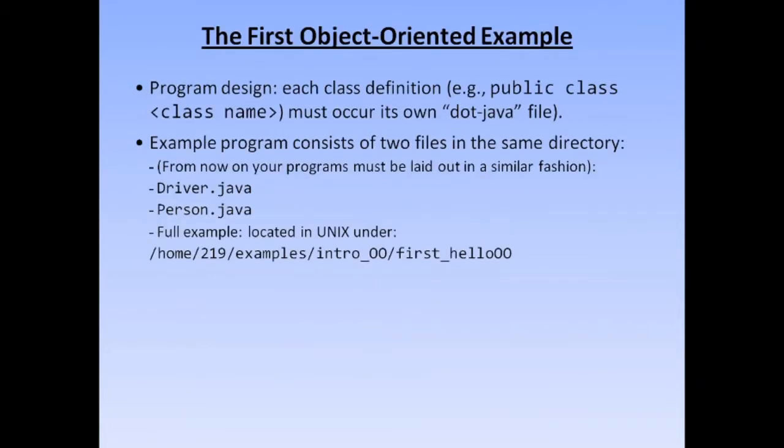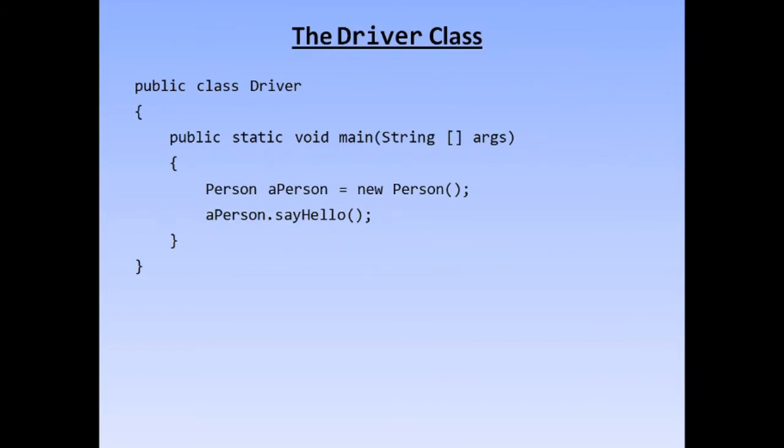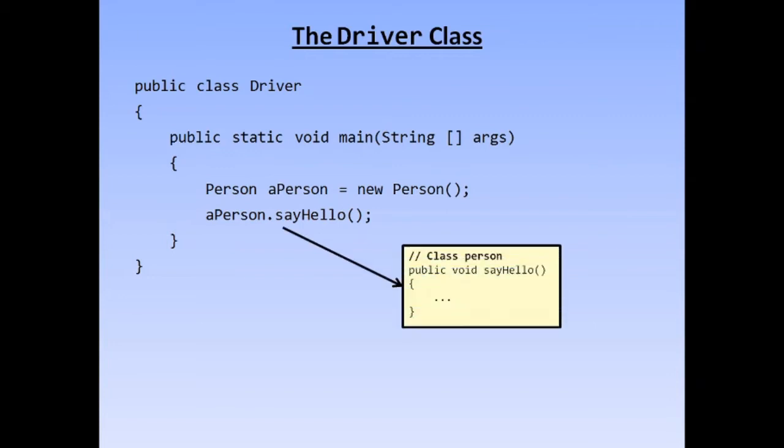Now in case of program design, each class definition, for example public class, must occur in its own .java file. Whenever you are going to define a class, you will name that file having the same name as that of the class. Suppose there are files like driver.java and person.java. Here we are taking up a simple example of creating a simple class like a driver class. How can we define a class?